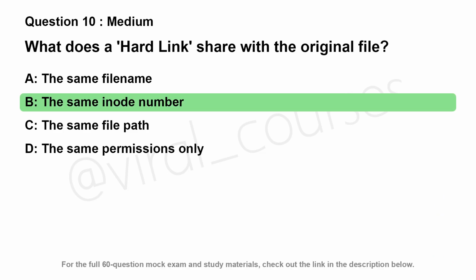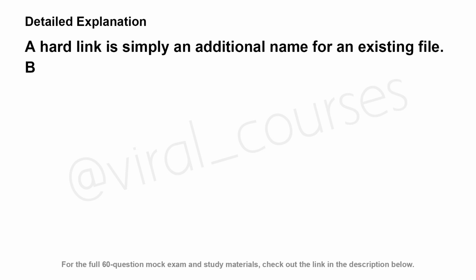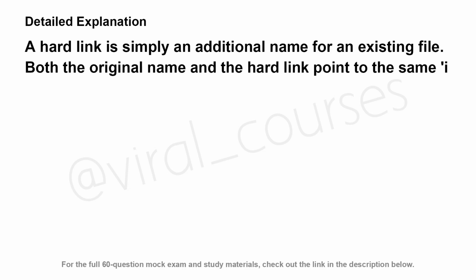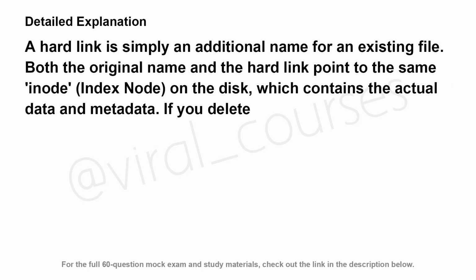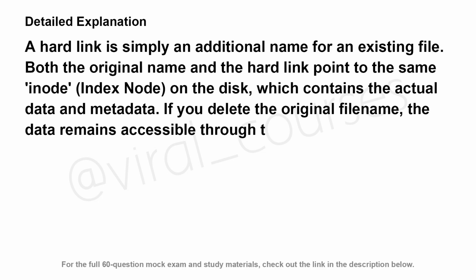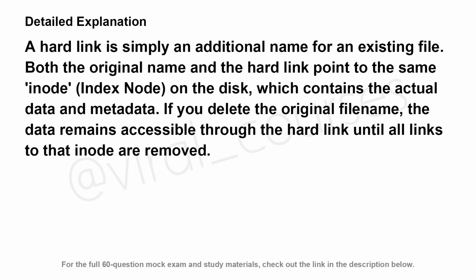The correct answer is B. A hard link is simply an additional name for an existing file. Both the original name and the hard link point to the same inode (index node) on the disk, which contains the actual data and metadata. If you delete the original file name, the data remains accessible through the hard link until all links to that inode are removed.